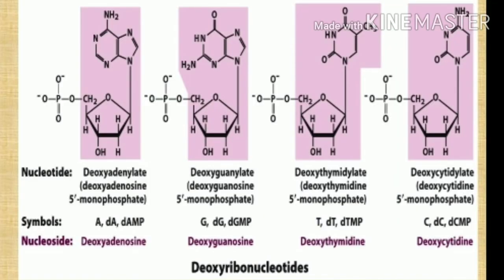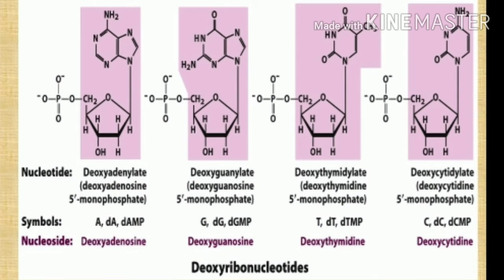In this picture, you can see the structures of 4 different types of deoxyribonucleotides: deoxyadenylate, deoxyguanylate, deoxythymidylate and deoxycytidylate.